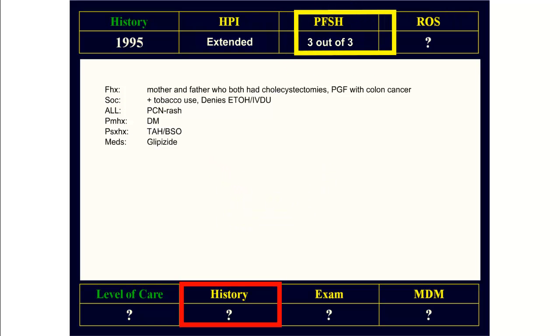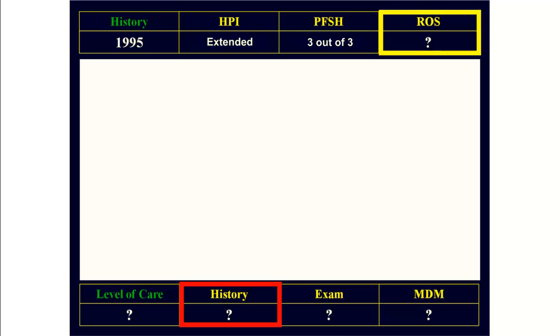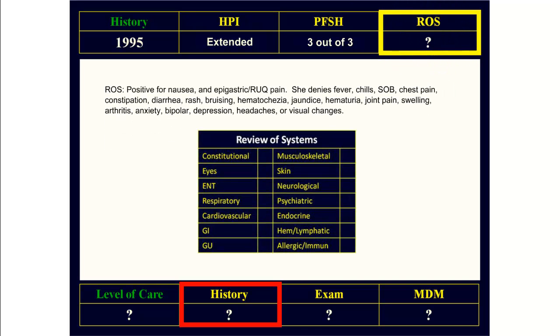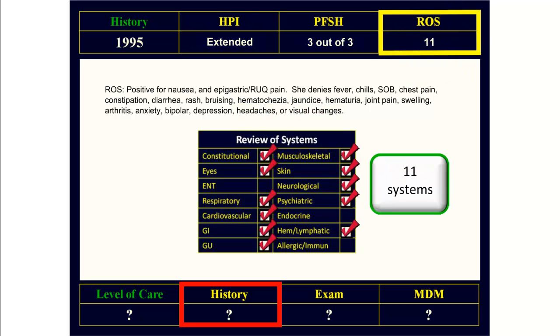The next step is to check the ROS. Looking at the ROS, it's apparent that multiple systems have been reviewed. He says ROS is positive for nausea and epigastric and right upper quadrant pain. She denies fevers, chills, shortness of breath, chest pain, constipation, diarrhea, rash, bruising, hematochezia, jaundice, hematuria, joint pain, swelling, arthritis, anxiety, bipolar, depression, headaches, or visual changes. This adds up to 11 systems reviewed.